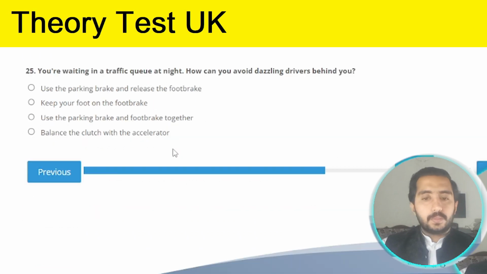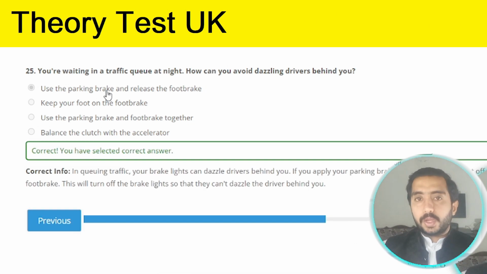Next question. Question number 25. You are waiting in a traffic queue at night. How can you avoid dazzling drivers behind you? The correct option is use the parking brake and release the foot brake. Option A is the correct option.